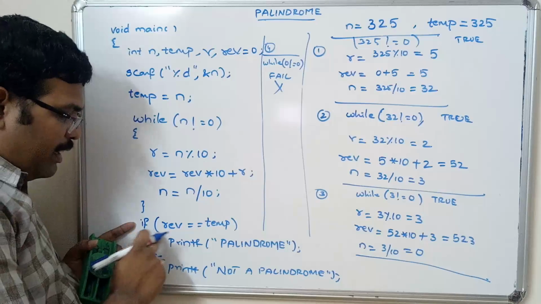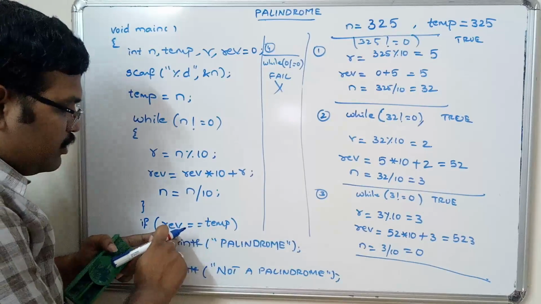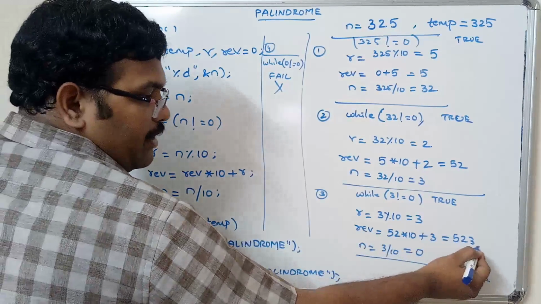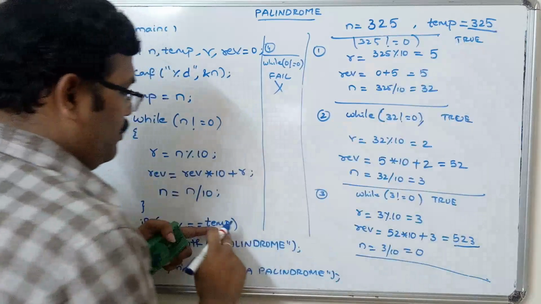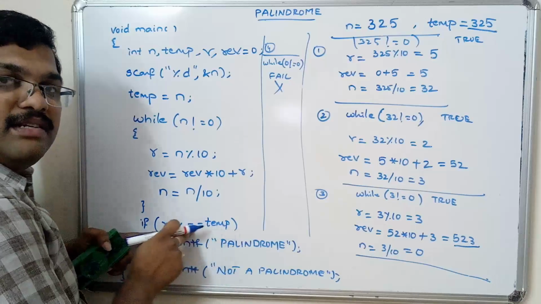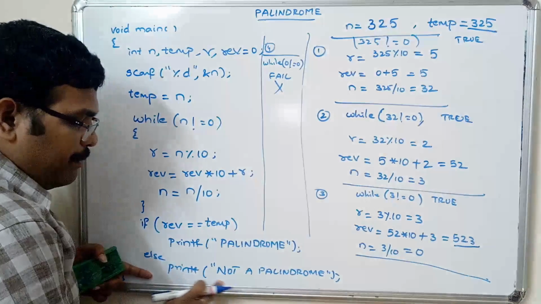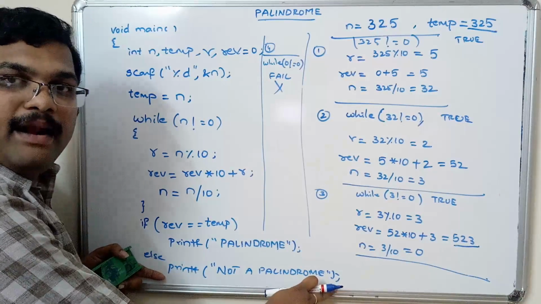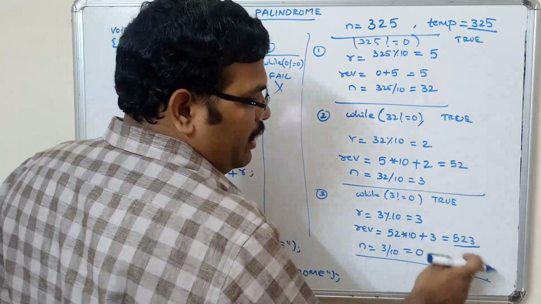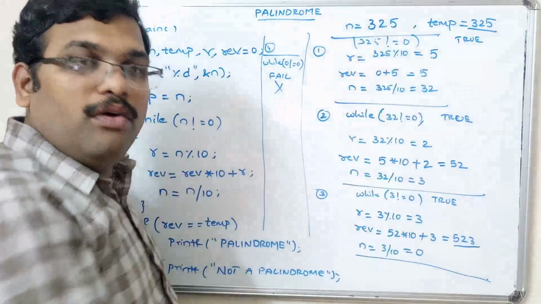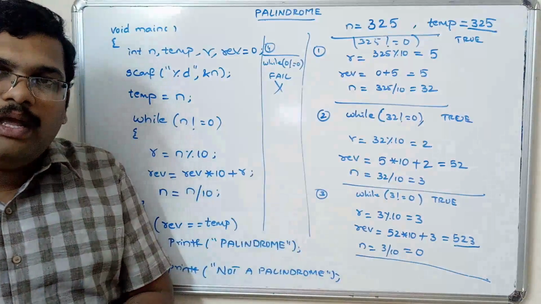So if reverse is equal to temp: the reverse value is 523, and the temp value is 325. So the condition fails. It's not equal. Now the printf, not a palindrome. So 325, the reverse of the given number is 523, which is not equal to 325. So we can say that the given number is not a palindrome.